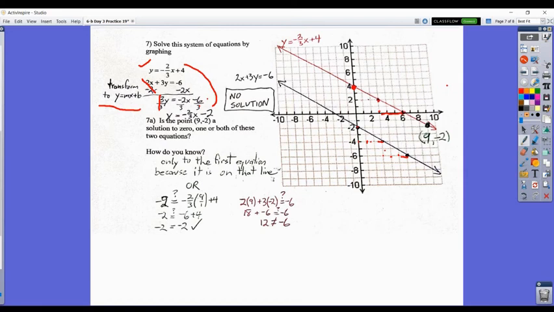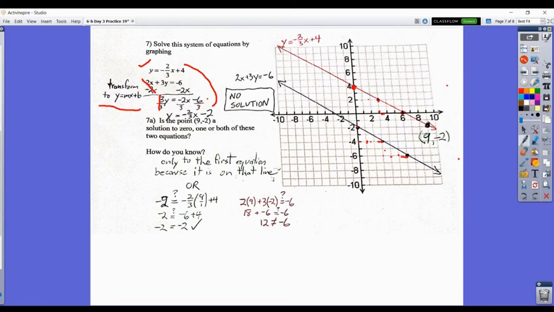Okay, is 9, negative 2 a solution to none, one, or both of these equations? Well, the point 9, negative 2 is right here. I've graphed it for you, and it is on this line. So if it's on a line, then it is a solution. It makes that equation true. It is not on the other line, so that means that it is only a solution to the first equation.